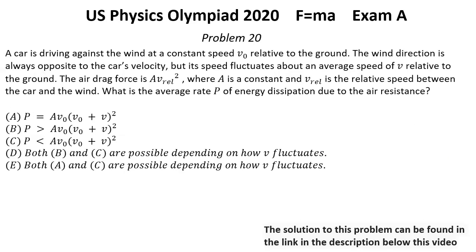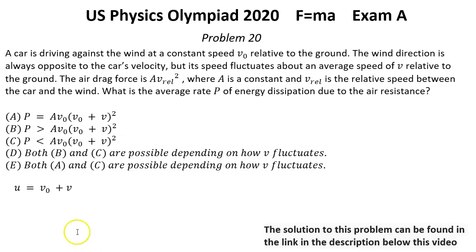Problem number 20. A car is driving against the wind at a constant speed v0 relative to the ground. The wind direction is always opposite to the car's velocity, but its speed fluctuates about an average speed of v relative to the ground. The air drag force is A V relative squared, where A is a constant and V relative is the relative speed between the car and the wind. What is the average rate P of energy dissipation due to the air resistance? Solution for problem number 20.